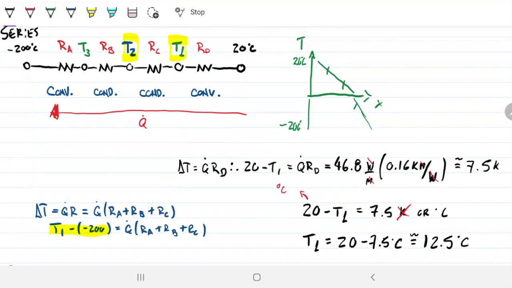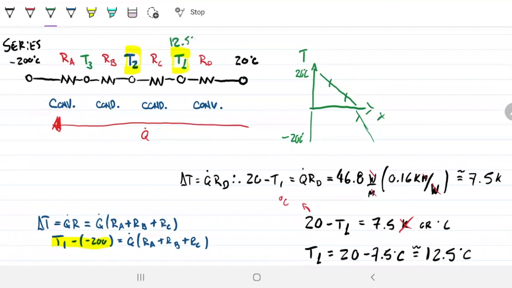Actually, go back to this afterwards. So now we have a couple of options because now we know this temperature here is 12.5 Celsius. So we want to find T2. So what can we do? Well, we can use RC, right? The delta T from T2 to T1 is related to the resistance RC. Or we can do that one there, right? We have options.